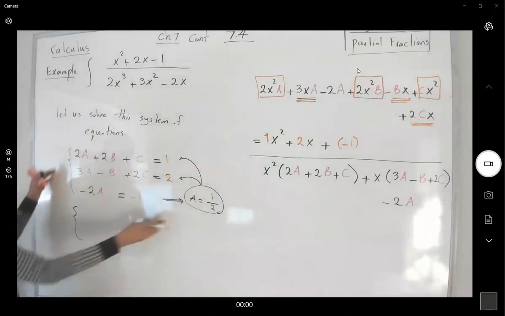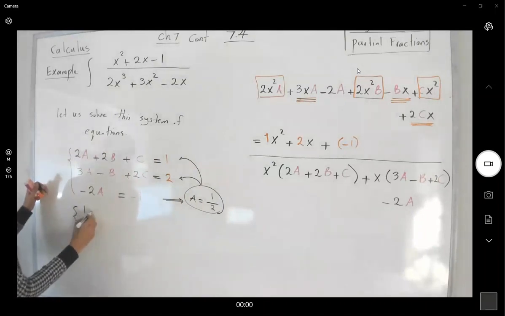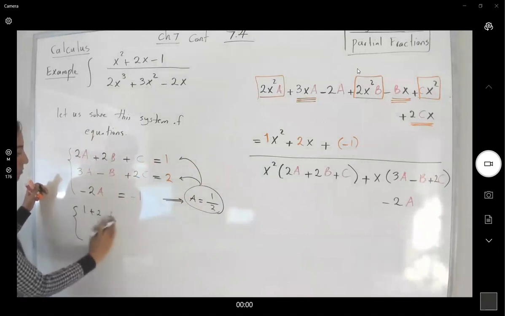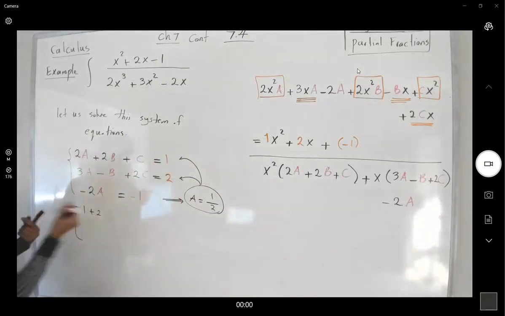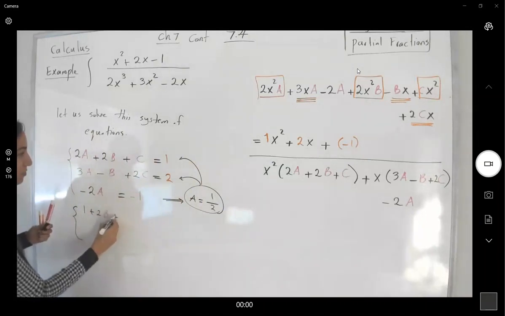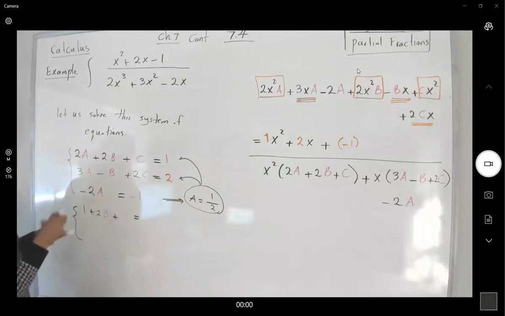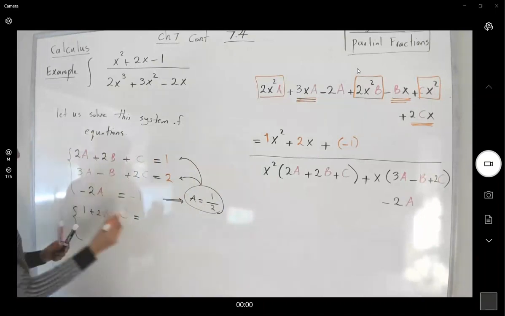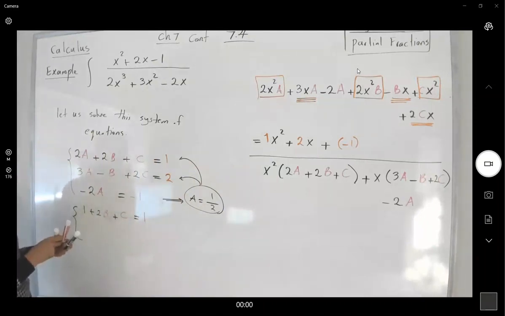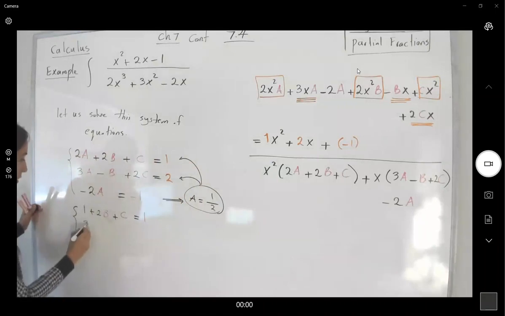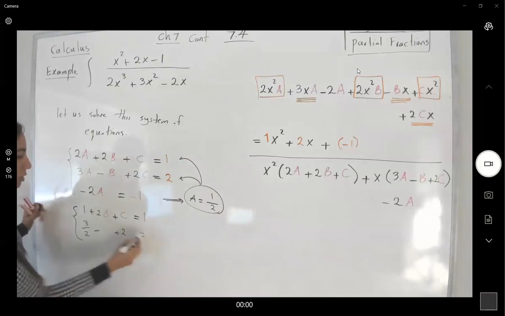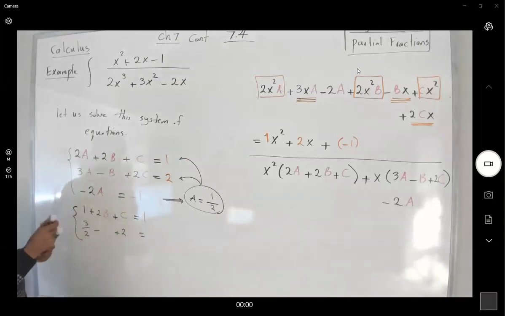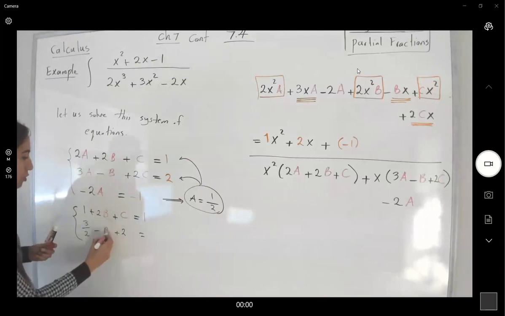So let's do the substitution. Here we get 1 plus 2b plus c equals to 1. And substituting that for the second equation, it gives us 3 halves minus b plus 2c equals to 2. Okay, well, we have more work to do.